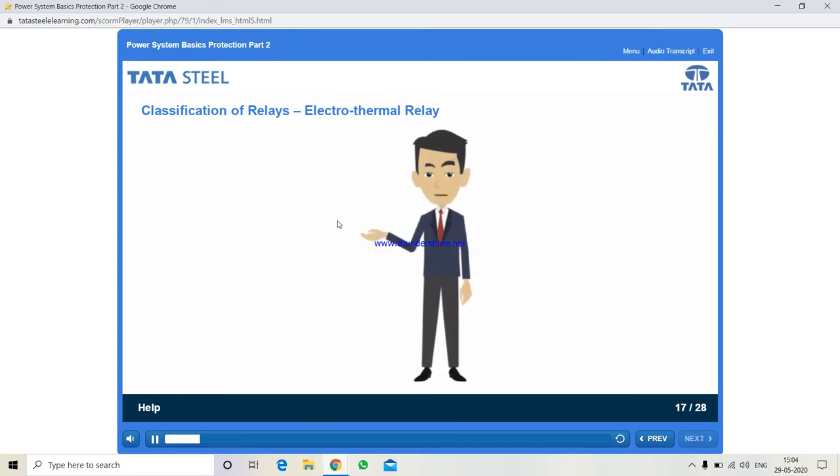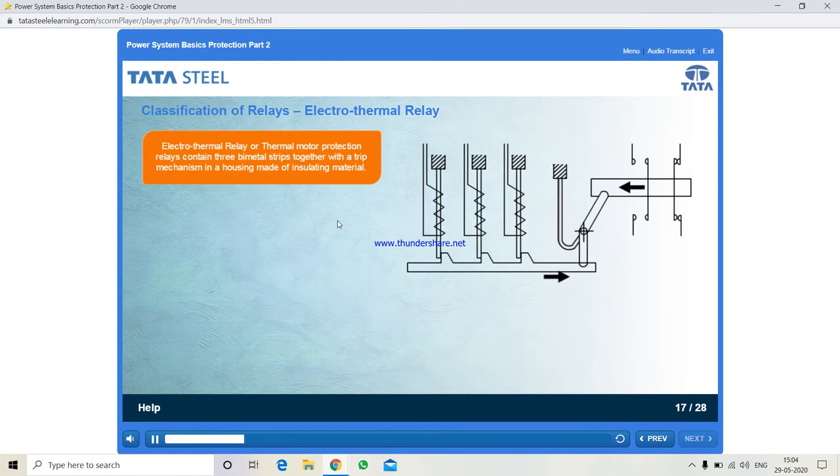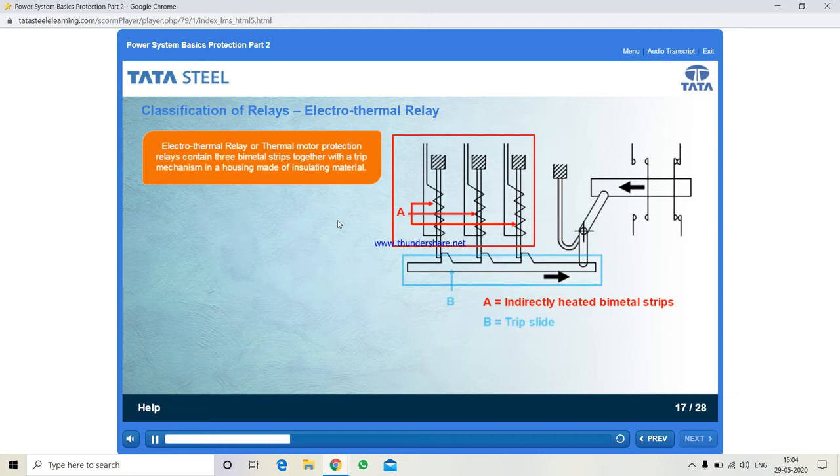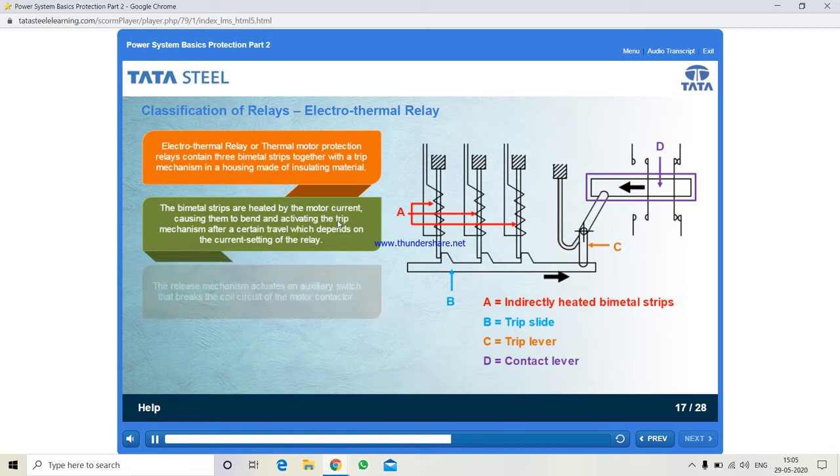Let us now look at the next type of relay, which is the electrothermal relay. Electrothermal relays or thermal motor protection relays contain three bimetal strips together with a trip mechanism in a housing made of insulating material. The bimetal strips are heated by the motor current, causing them to bend and activating the trip mechanism after a certain travel, which depends on the current setting of the relay.